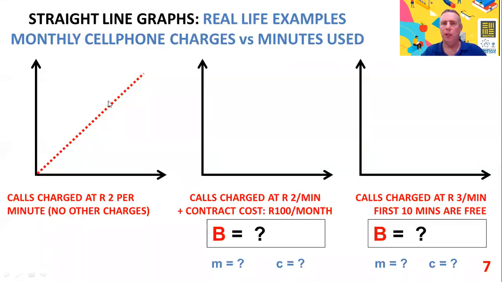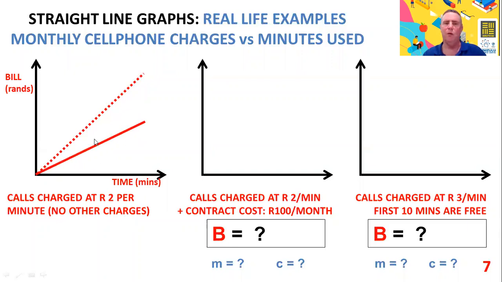So I'm hoping that you did in fact pause the video and you've all had a try. So let's have a look at some answers here. Let's look at the first one. The dotted line, remember, was the 3 Rand a minute charge. What would it be if calls were charged at 2 Rand per minute and there were no other charges? Well, let's label our axes. That's the bill in rands on the y-axis, time in minutes on the x-axis.